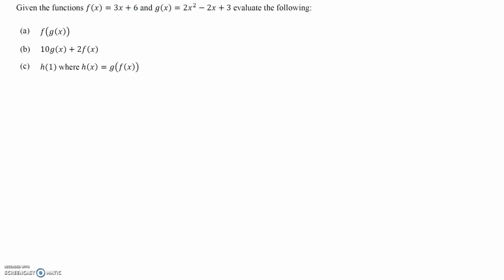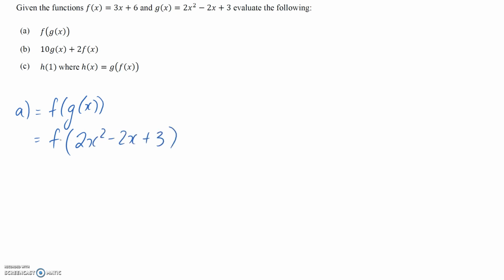So in this question, we're given two different functions, f and g, and we're asked to evaluate the following. So the first one here is the function f of g of x. Alright, so the first thing I'm going to do is substitute g of x in here. So we can just straight copy what we've been given in the question. So 2x squared minus 2x plus 3.